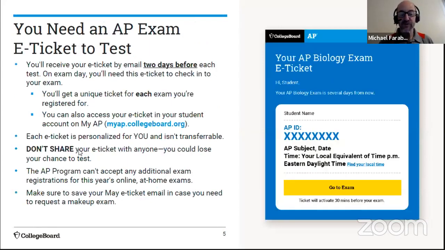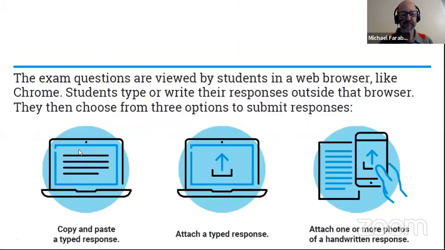You'll notice in this resource that you'll need an AP exam e-ticket to test, and you should receive it by email, but you can always access the information at myap.collegeboard.org, and you can double check that you are set up to receive emails from the College Board.